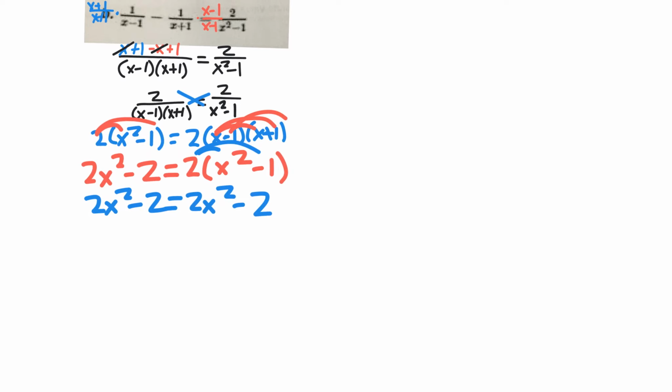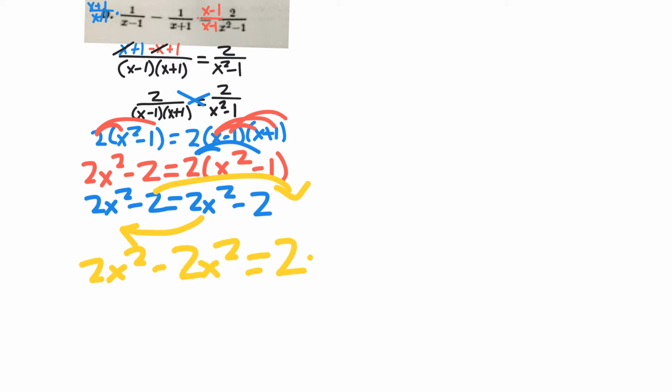Now I would want to get my variables to one side, the numbers to the other. So I'm going to move 2x squared to the left. I'm going to move negative 2 to the right. So this becomes 2x squared minus 2x squared equals positive 2 minus 2. So that gives 0 is equal to 0, which is a true statement, right?